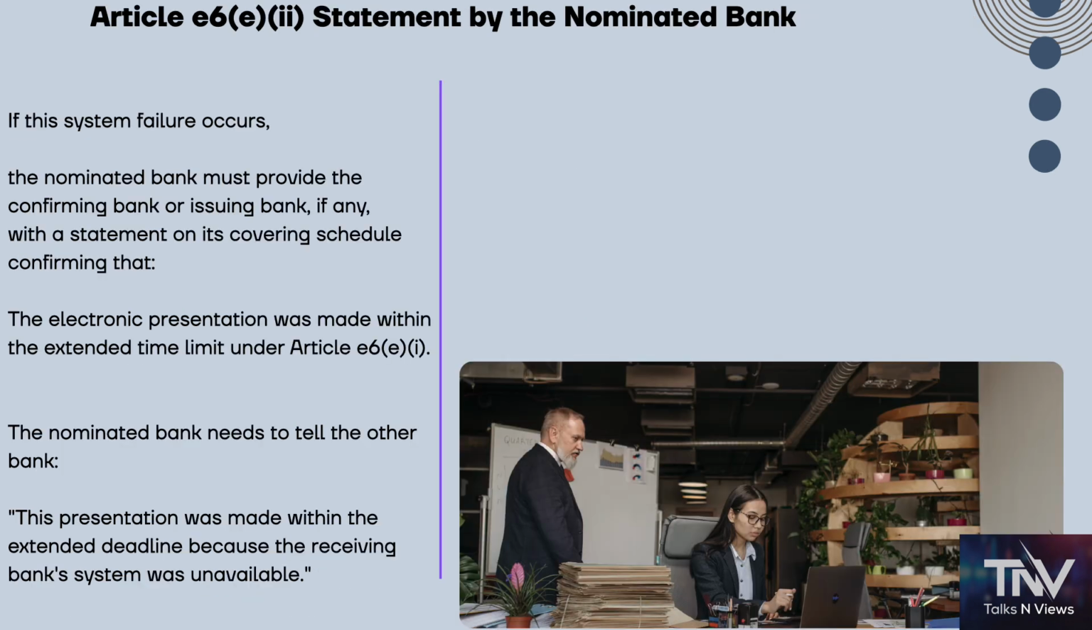Article E6, E, 2, statement by the nominated bank. If this system failure occurs, the nominated bank must provide the confirming bank or issuing bank, if any, with a statement on its covering schedule confirming that the electronic presentation was made within the extended time limit under Article E6, E.I. The nominated bank needs to tell the other bank this presentation was made within the extended deadline because the receiving bank's system was unavailable.